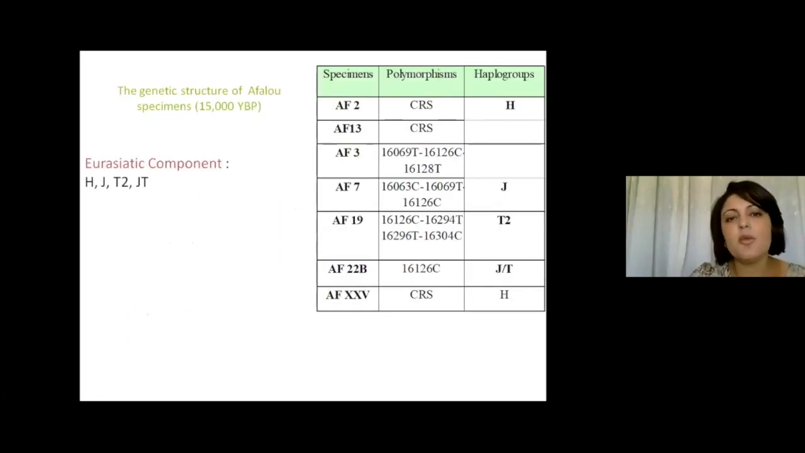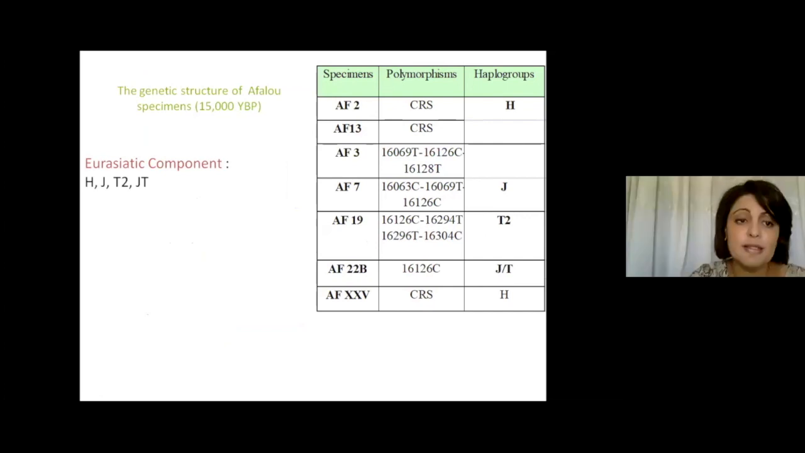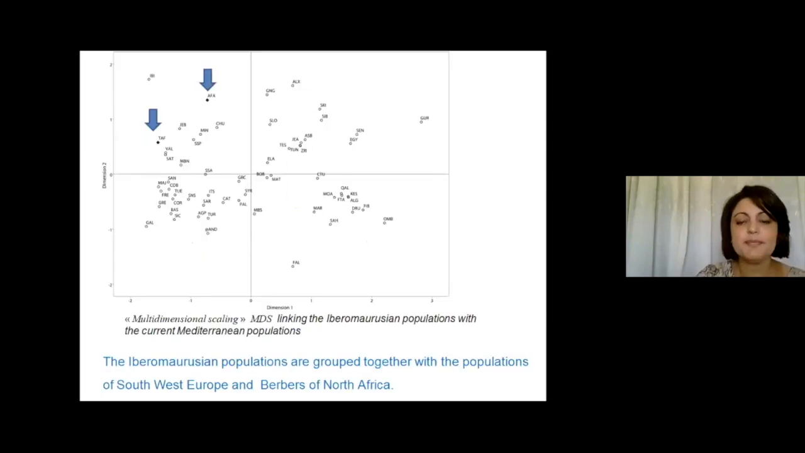For the population of Afalou, the genetic structure is composed mainly of Eurasiatic components. So we note the absence of Sub-Saharan haplogroup. Here, our phylogenetic analysis shows that Taforalt and Afalou are clustered with North African population, mainly with Berber of North Africa, and with European population from Southwest Europe.